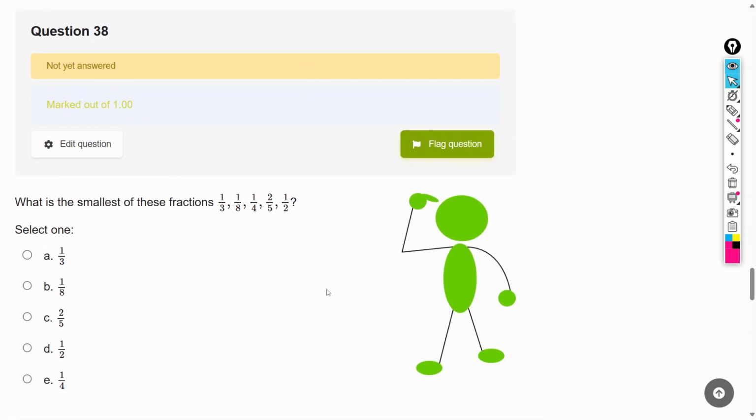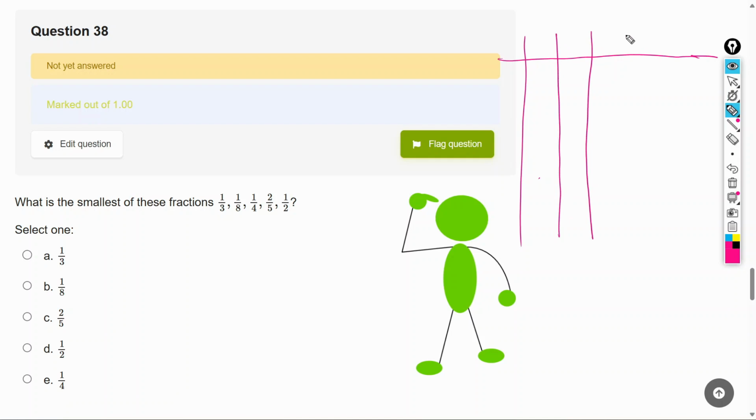What is the smallest of these fractions? Now, they all have different denominators, so it's difficult to tell from a glance. So the easiest way to compare fractions is by giving all of them the same denominator. What that means is to find the lowest common denominator, or the LCM, of these numbers. So let us find the LCM of 3, 8, 4, 5, and 2.